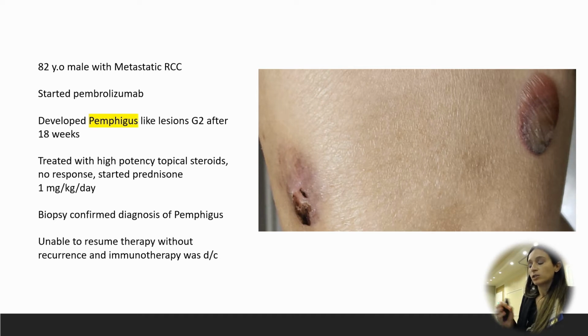At 18 weeks, it was a grade 2. We did the topical steroids, which didn't work, and then we moved to PO steroids at a high dose of 1 mg/kg/day. We also did a biopsy because we referred the patient to dermatology, and we were not able to resume this without the rash coming back. On top of that, this is a picture of a knee, but the patient was getting this in the genitals, okay? So it was really just hard to put the topical steroids there and everything. So basically, the quality of life that he was having was low, and we decided to just take him off.